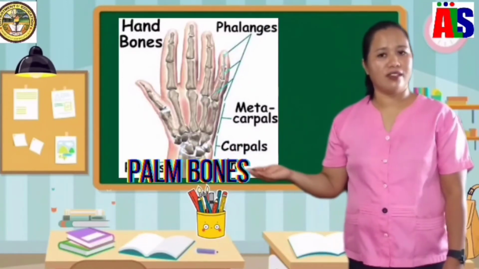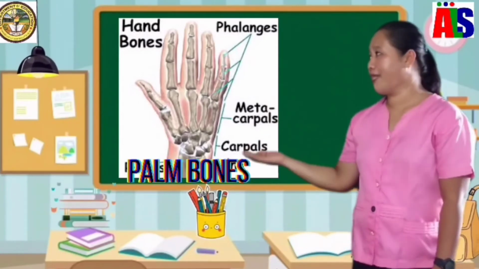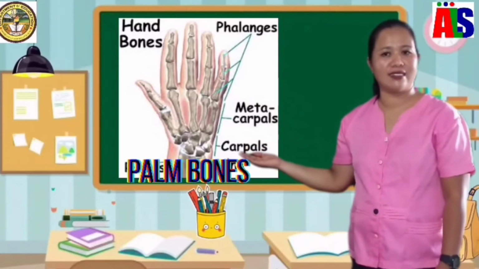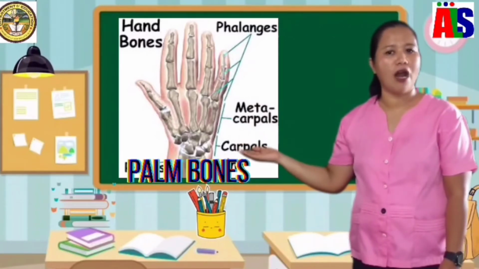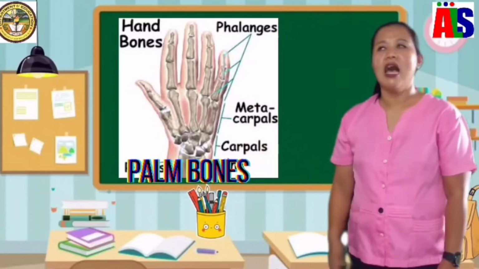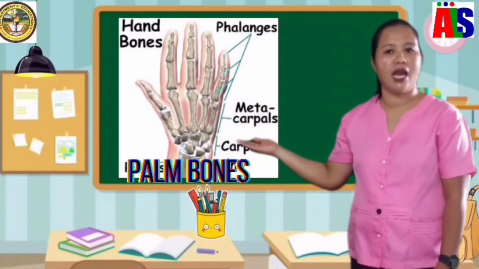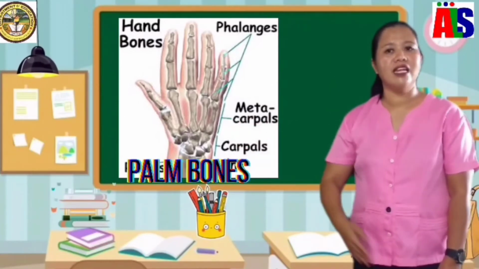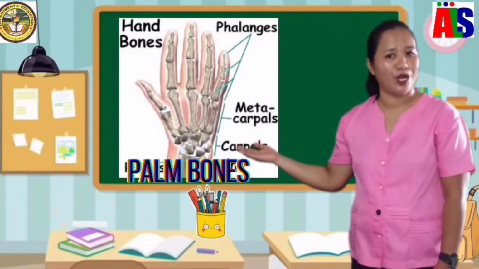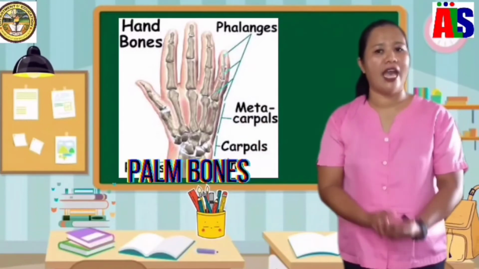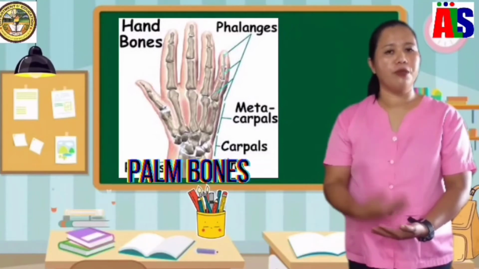Then the palm bones, composed of carpals, metacarpals, and the phalanges. The carpals are the group of 8 bones found in the wrist area. The metacarpals are 5 bones found in the middle area of the hand. Then the phalanges are 14 bones that make up the fingers. The smaller bones of the hand and fingers allow fine motor movements to be performed.